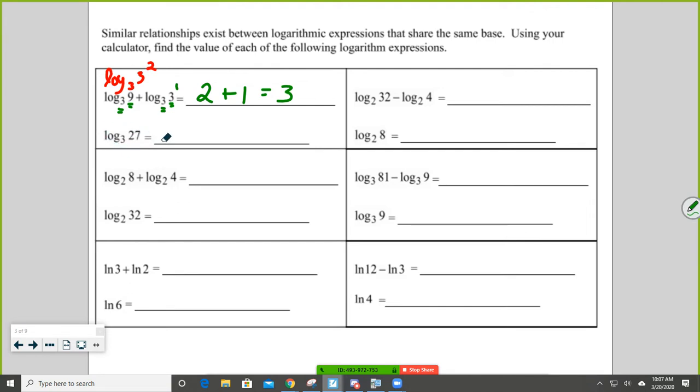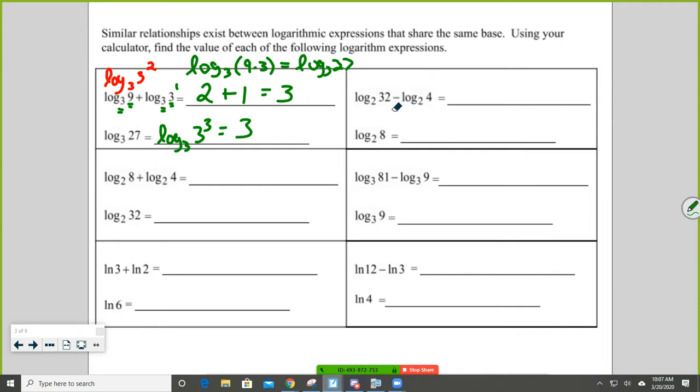If I'm looking at this, I would make it log base 3 of 3 cubed. Again, my base and my argument are the same, so my answer is just 3. And if you'll notice right here, that plus sign, I've got log base 3 of 9 plus log base 3 of 3. I can say 9 times 3, and I would get log base 3 of 27, which I got right here. So these two are equivalent to each other.